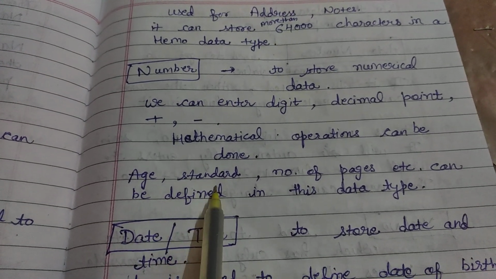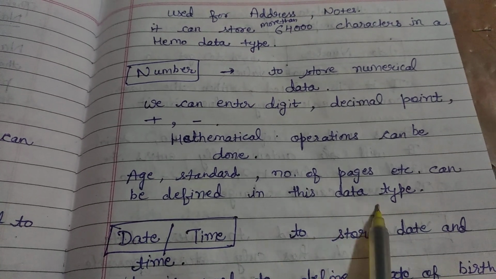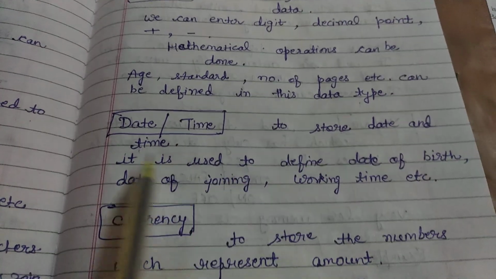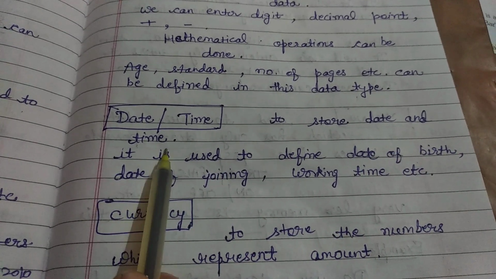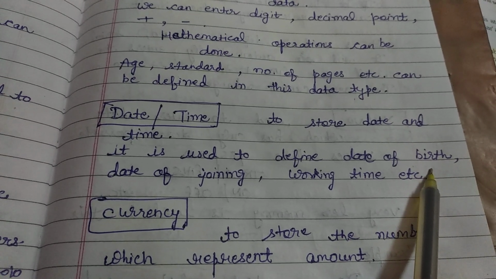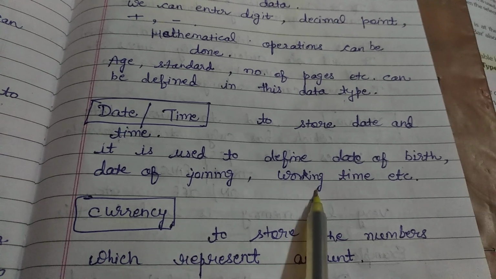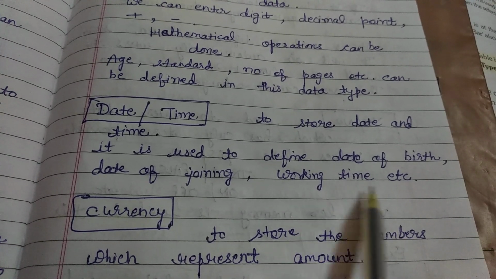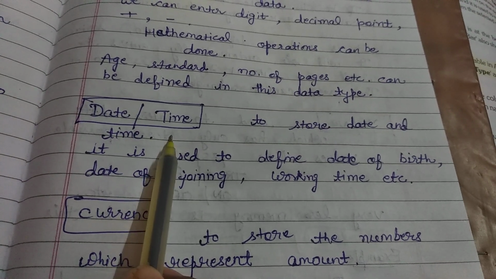Age, standard, number of pages, etc. can be defined with the help of this data type. Next is date and time. Used to store date and time. It is used to define date of birth, as I told you in example, date of joining, working time, etc. All these can be defined with the help of this date and time data type.